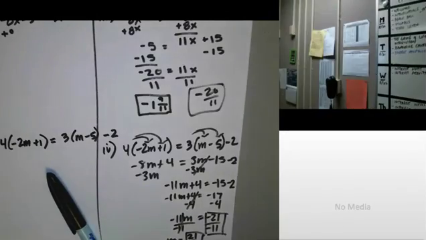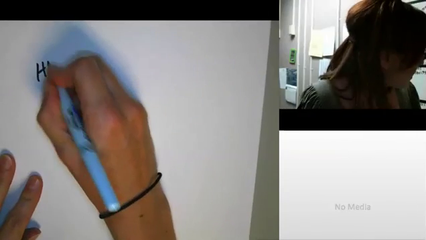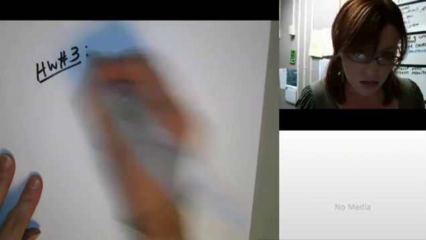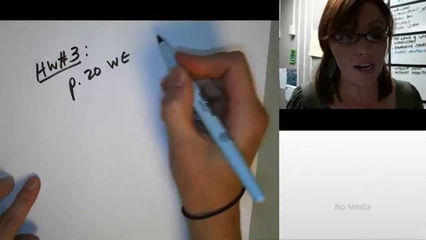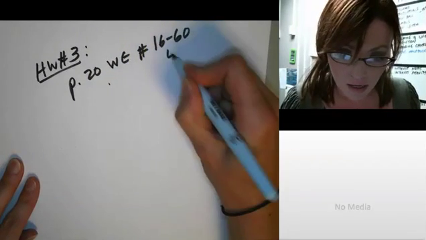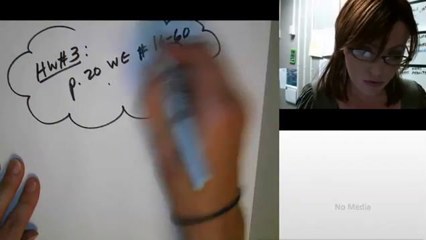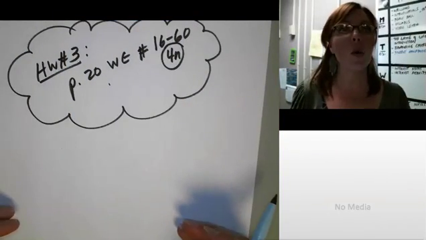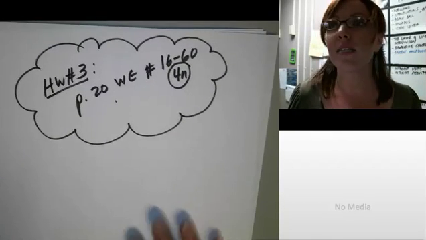Okay. All right, so go ahead and, oops, let me write the homework up here. That's one thing I remember doing yesterday. Okay. All right, so your homework for tonight, this is homework number 3. This is page 20, written exercises, not classroom, number 16 to 60, multiples of 4. Okay? Questions? Want me to leave that up there for a second so you guys can write it down?